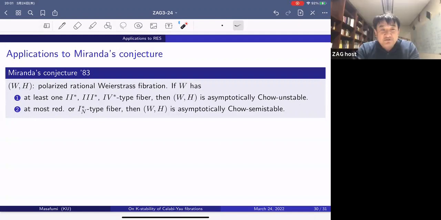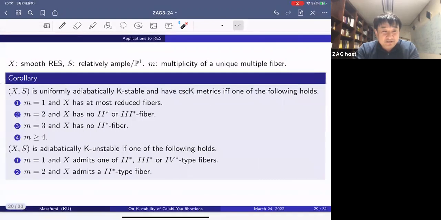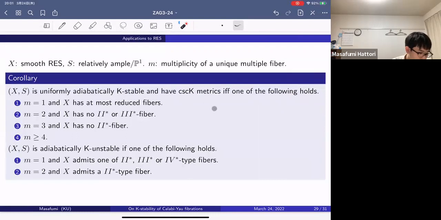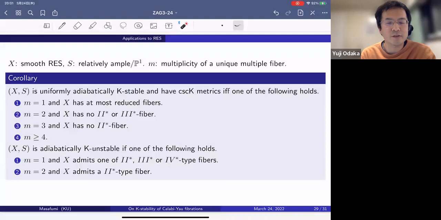Can you see page 29? Yes, 29. Yep. Sorry. Yes, the question is whether you consider something called a Halphen pencil, and if you related that to your study. Do you know this Halphen pencil?